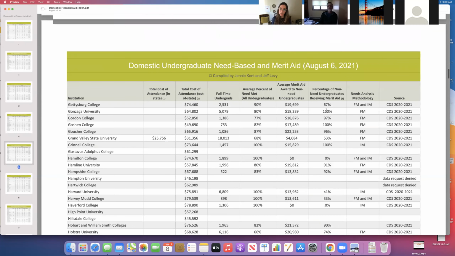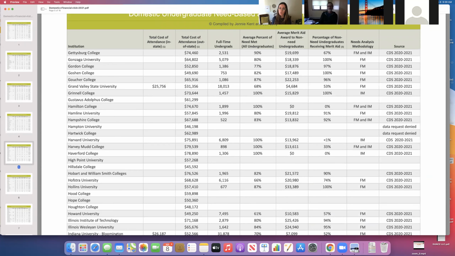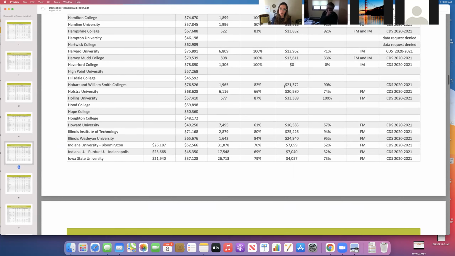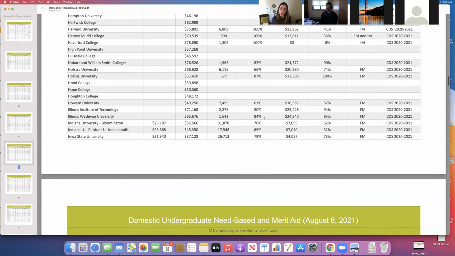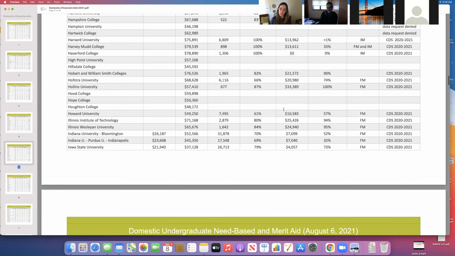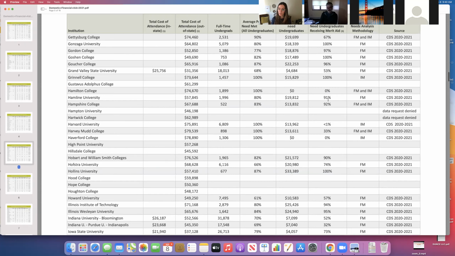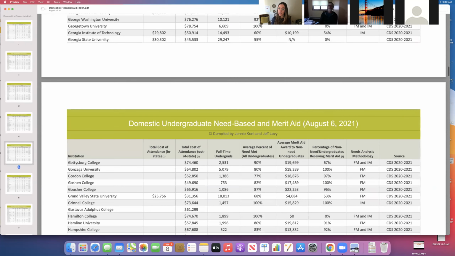So this is a great document. I will email this directly to you since there's just a few of you on today's call. I'm just going to email this over afterwards, and you can scroll and search here. So again, if you're not eligible for need, you'd want to be looking at schools that offer a high percent of merit aid. So that's this column here: percent of non-need undergraduates receiving merit aid.